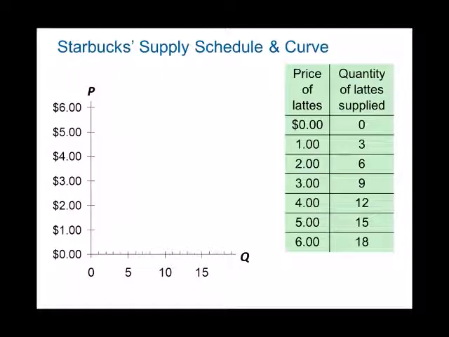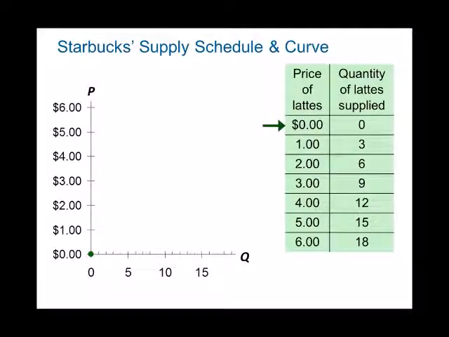So again, looking at the supply schedule does not really help us, so what we try to do is look at it graphically. When we do that, we plot each point on the graph. Just like for the demand curve, we always put the price on the vertical axis and the quantity on the horizontal axis. For the supply curve too, we always want to put the price on the vertical axis and quantity on the horizontal axis.